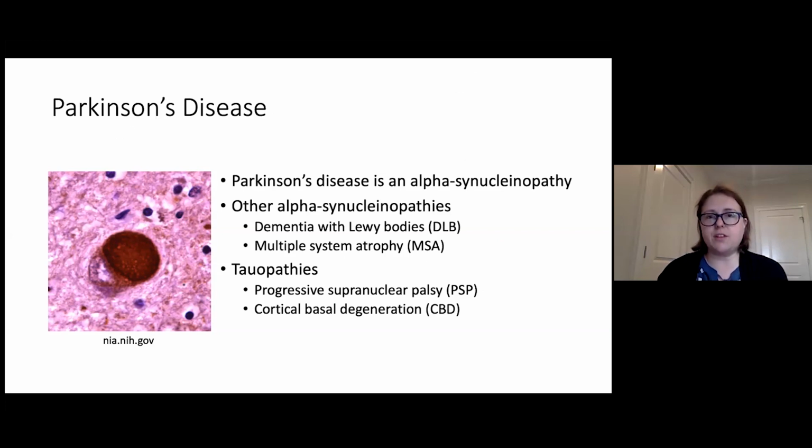It's an alpha-synucleinopathy, meaning that the pathology is misfolded alpha-synuclein that forms these structures called Lewy bodies. There are two other alpha-synucleinopathies that also cause Parkinsonism: dementia with Lewy bodies and multiple system atrophy. And then there are two other Parkinson's plus syndromes, progressive supranuclear palsy and cortical basal degeneration, that are actually due to tau pathology, so misfolded tau rather than alpha-synuclein.